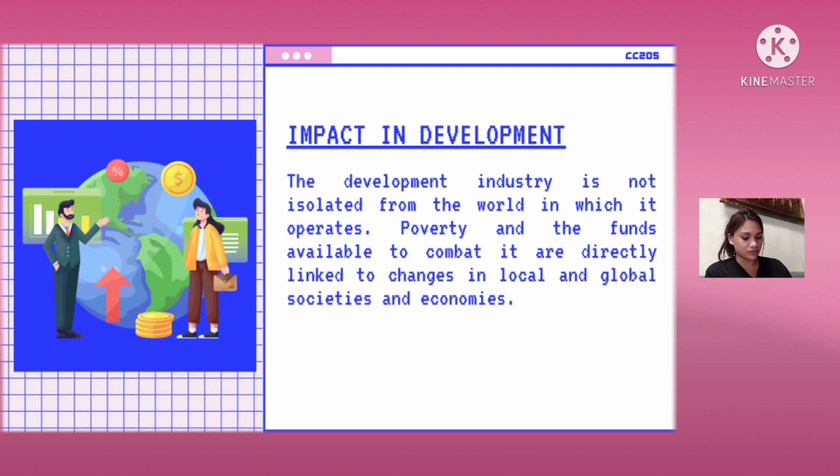Impact in development. The development industry is not isolated from the world in which it operates. Poverty and the funds available to combat it are directly linked to changes in local and global societies and economies. This means that through this concept, implementations of certain projects for development are easier to organize and it leads them into unmanageable and organized work. After all, challenges occur in our society and development happens.